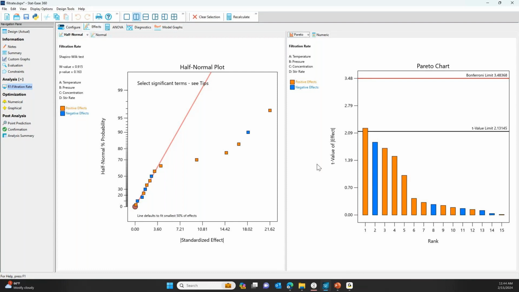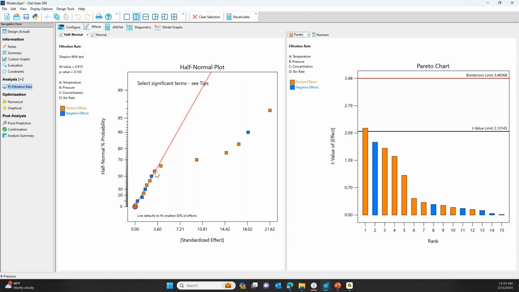And not every factor in the system is going to necessarily have an impact. So what we're going to do is we're going to use this half normal plot to separate the noise from the signal. The red line represents noise in the system, and anything that falls along that would be a factor or interaction term that is inconsequential.